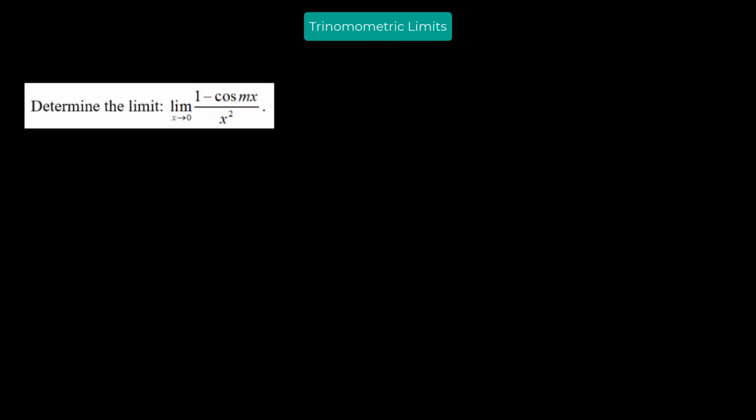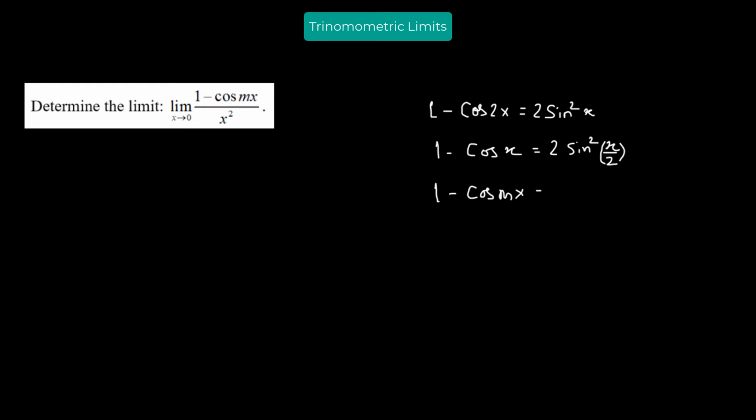So here we have the function 1 minus cosine of mx divided by x squared. We have to find out the limiting value when x tends to 0. So we know that 1 minus cosine of 2x is equal to 2 times sine squared x. So that means if we have 1 minus cosine of x, that will become 2 times the sine squared of x over 2. So this is the formula for half angle. Now if we replace x by mx, then we have 1 minus cosine of mx will be equal to 2 times sine squared of mx over 2.